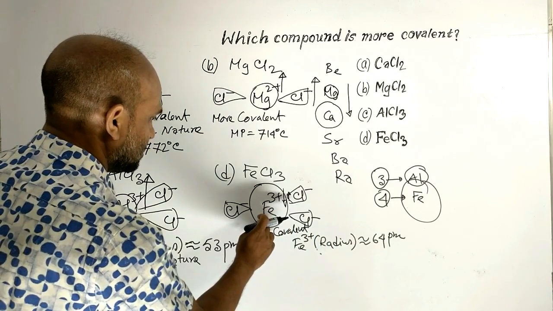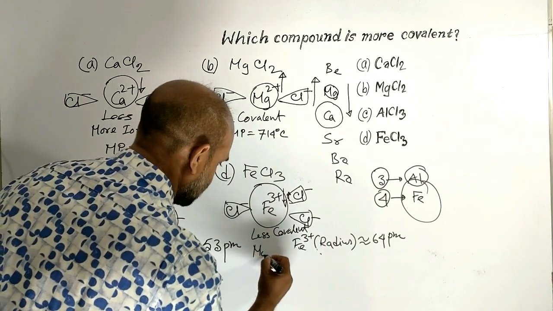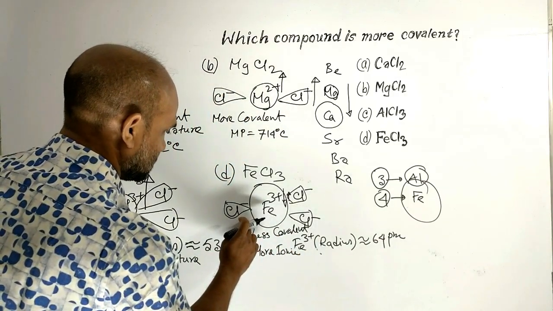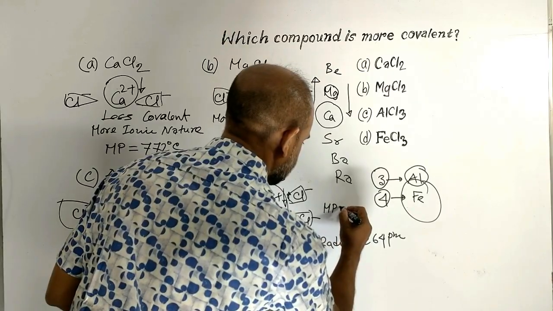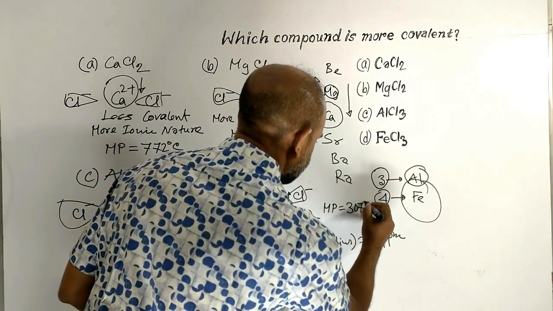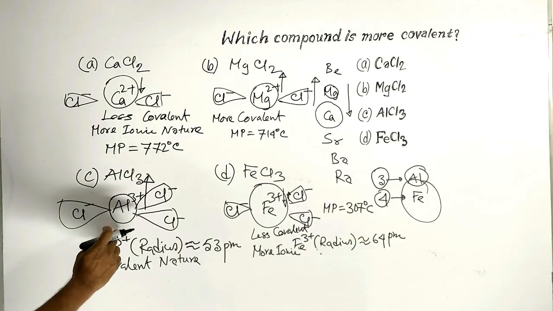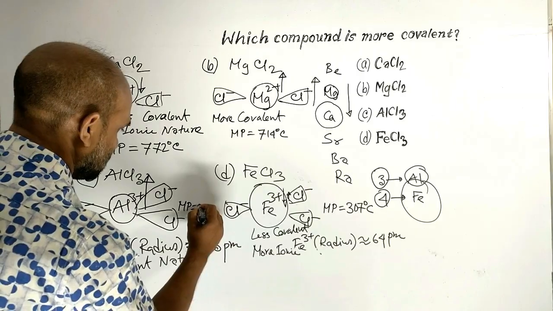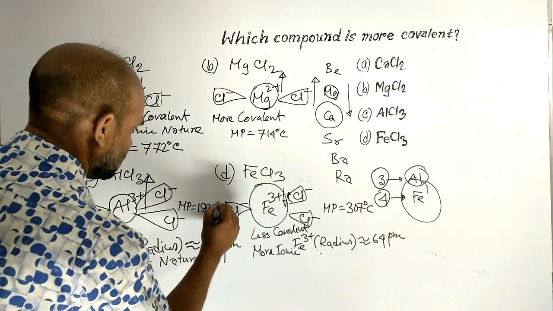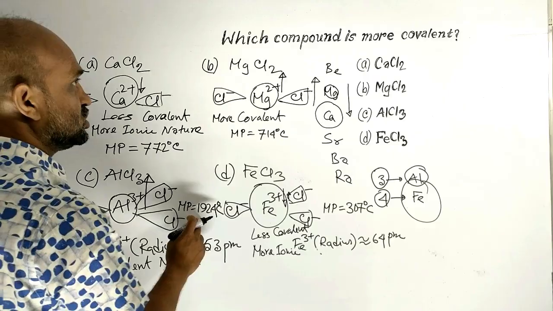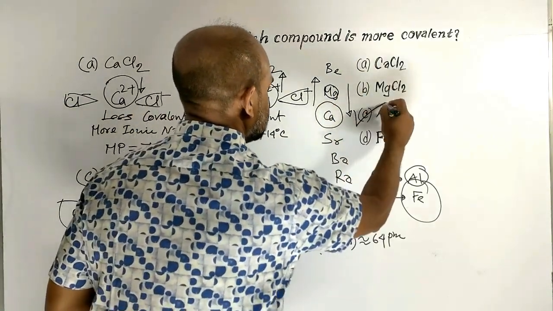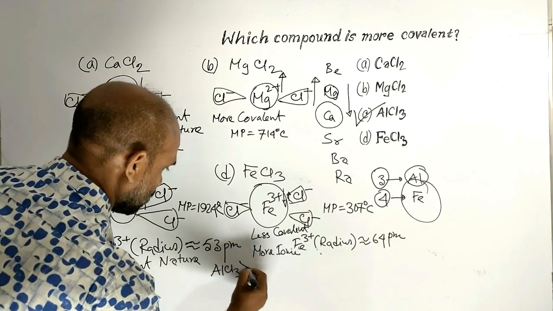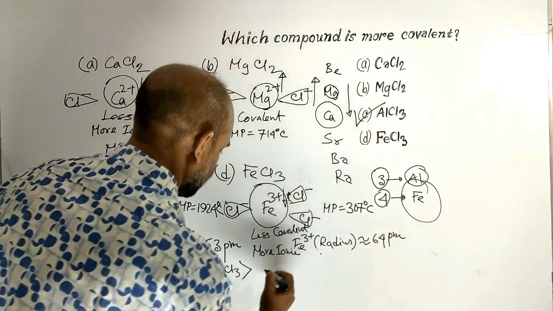As it is less covalent, that is, this is more ionic, and for this, its melting point is 307 degrees Celsius. As it is more covalent, its melting point is 192.4 degrees Celsius. Then, which one is more covalent? This is more covalent. That is, aluminum chloride is more covalent than ferric chloride.